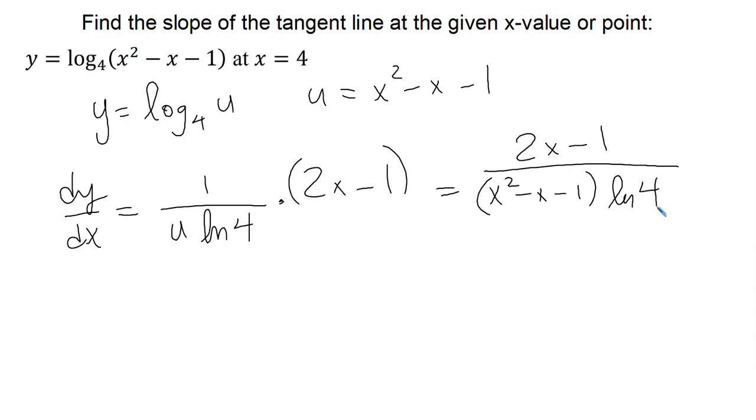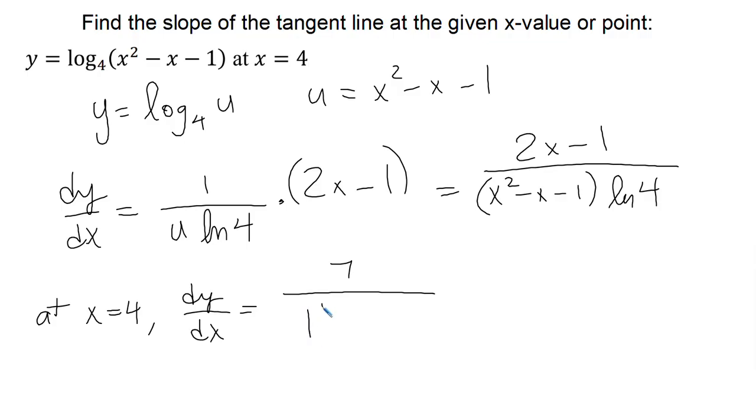And if we want to evaluate this at x equals 4, then at x equals 4, dy dx should be 2 times 4 is 8, and 8 minus 1 is 7. And then our denominator, we've got 4 squared is 16, and then 16 minus 4 is 12, and then 12 minus 1 is 11. So we have 11 natural log of 4.